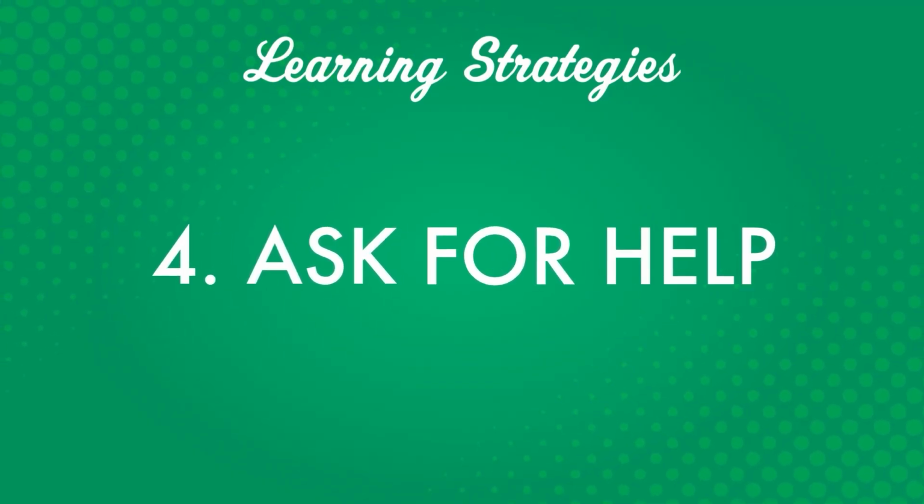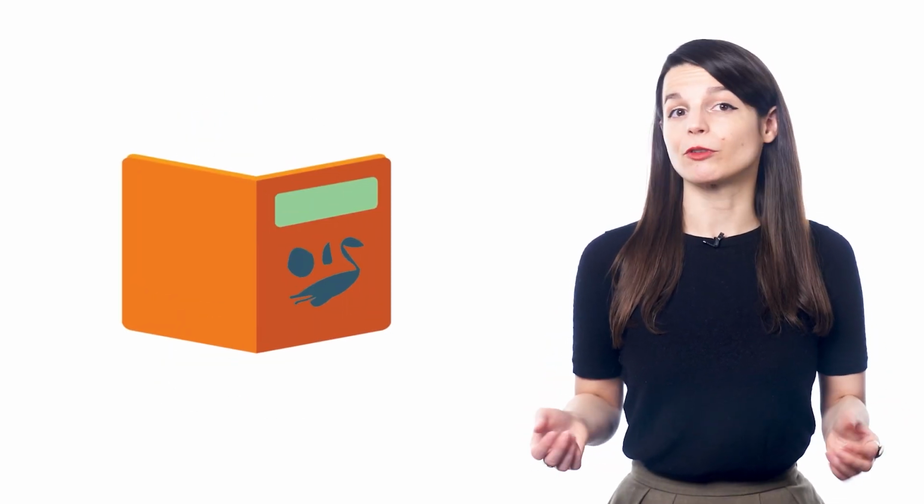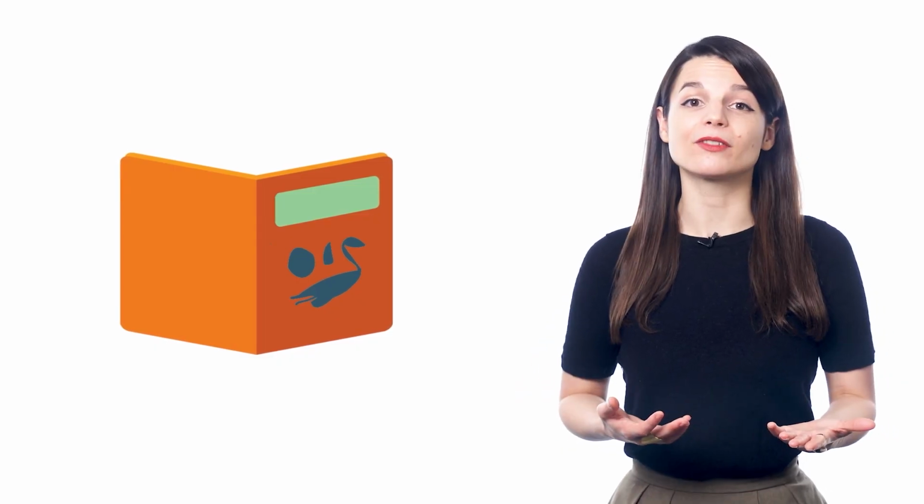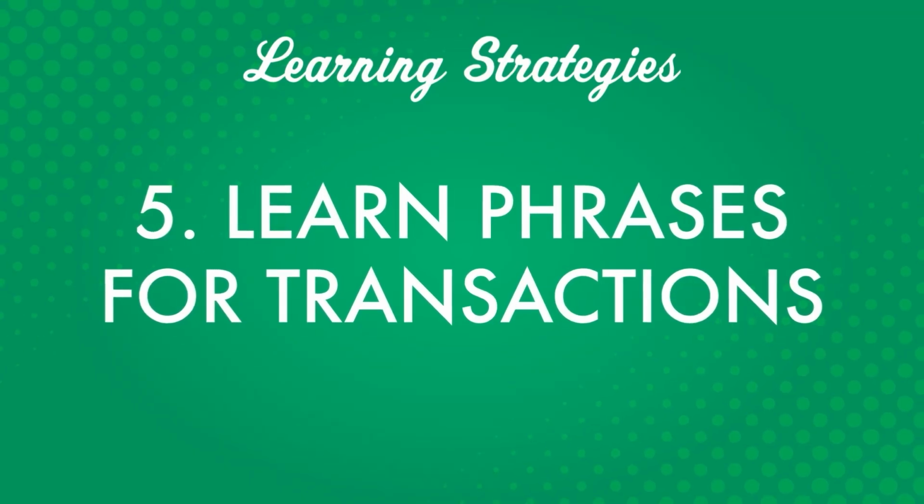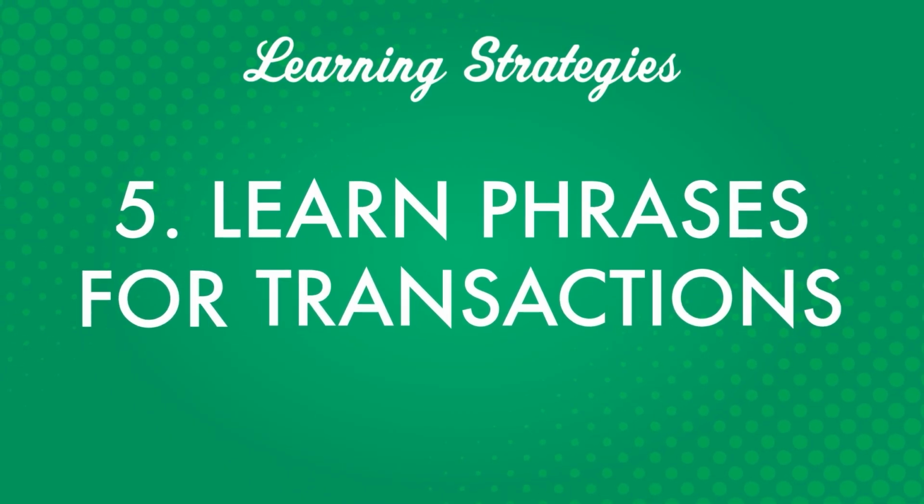Number 4, ask for help. For example, you can ask for directions, ask about prices, or request recommendations for restaurants or shopping spots, and let the conversation go from there. People are usually happy to lend a helping hand to tourists who are visiting their city. Number 5, learn phrases for transactions. This can include getting a room at a hotel or telling a taxi driver where to go.